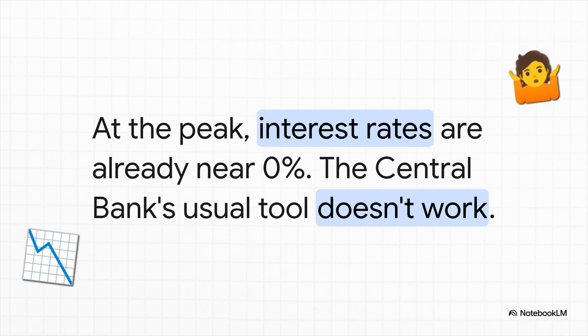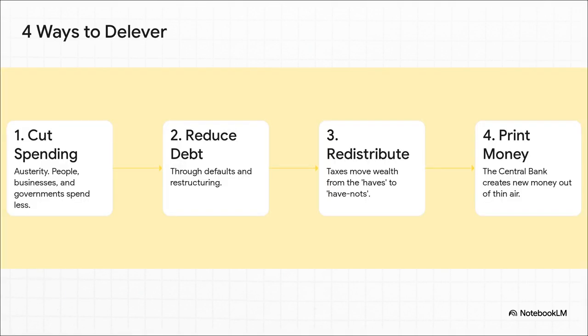Now this is what makes a deleveraging so dangerous. In a normal recession, the central bank has a go-to move. They just lower interest rates to encourage people to start borrowing again. But what happens when you get to the peak of the long-term cycle? Well, interest rates are already at or near zero. The central bank's main tool is basically useless. They're out of ammo. So how on earth do you fix a problem that big?